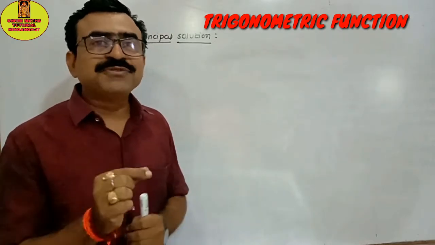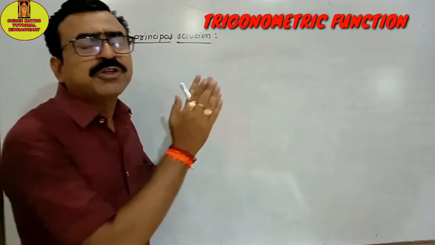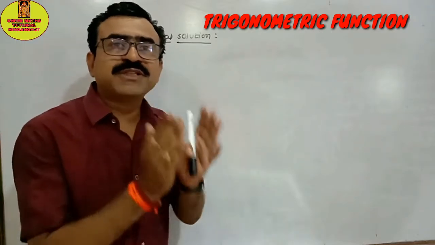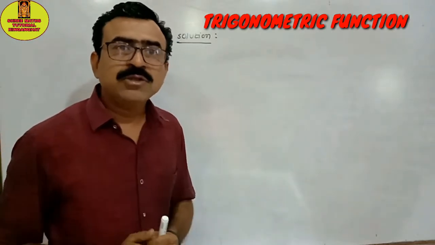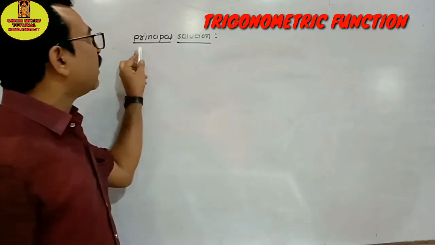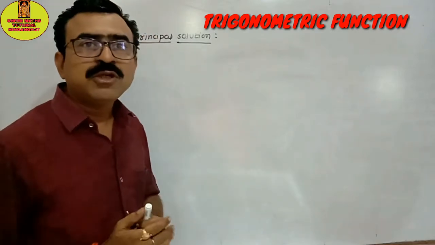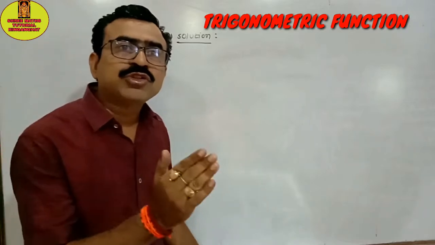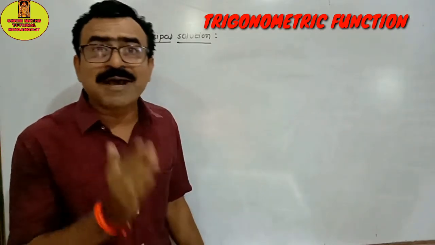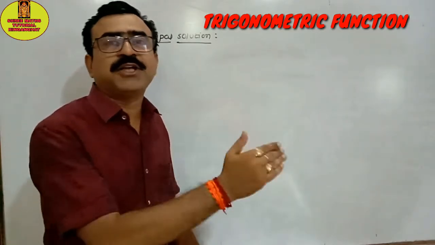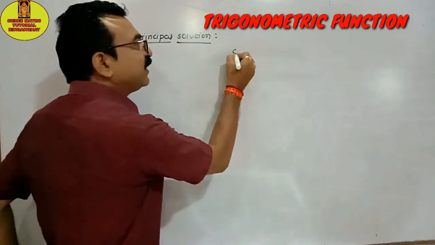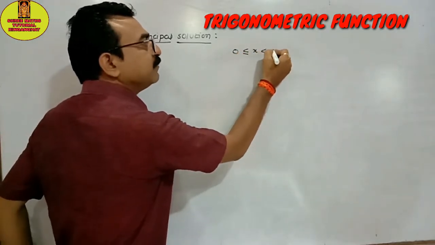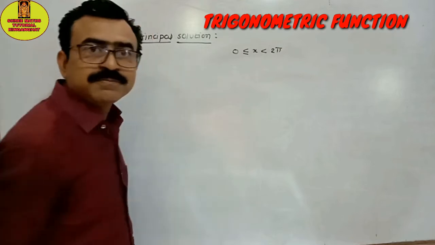So friend, in this video we are going to learn about trigonometric functions. That is our third chapter of part 1. So initially let us learn about principal solution. Principal solution means the solution or the value of angle of a trigonometric equation which lies between 0 and 2 pi. Is that clear?